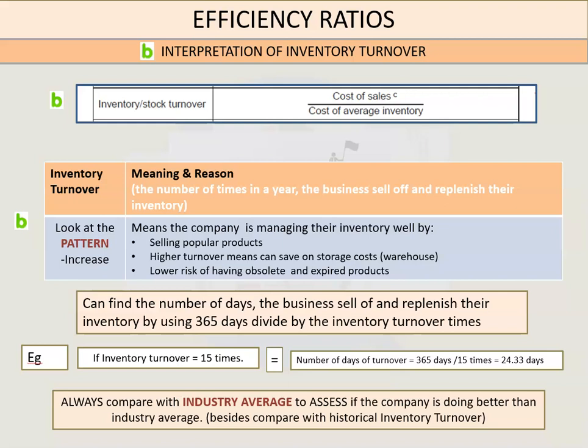So if let's say the inventory turnover is 15 times, I can actually convert this into days. So how do I convert it? I just take 365 days, which is the number of days in a year, divided by that answer, 15 times. Then I'm going to get 24.33 days. So I can say that the business turns over its inventory 15 times a year, or I can also say that the business turns over its inventory every 24.33 days. It's the same thing. Again, compare this with industry average.